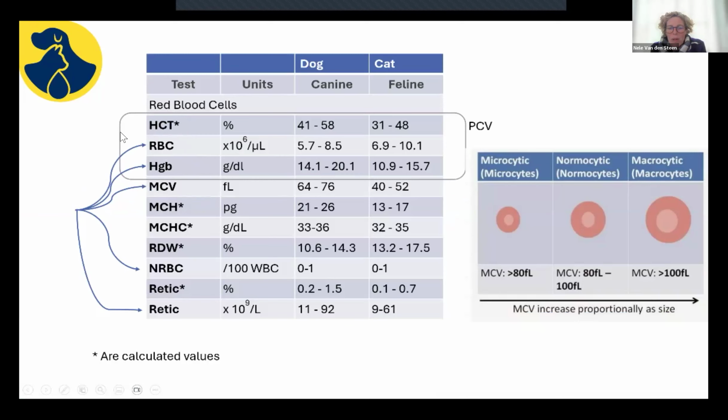Now, the one measurement we often take in the clinic as well is a PCV, so a packed cell volume, which is in your micro hematocrit tubes, which is easy to do. The trick is to spin it down for long enough, otherwise there'll be more plasma trapped and it might be slightly higher than what it truly is.